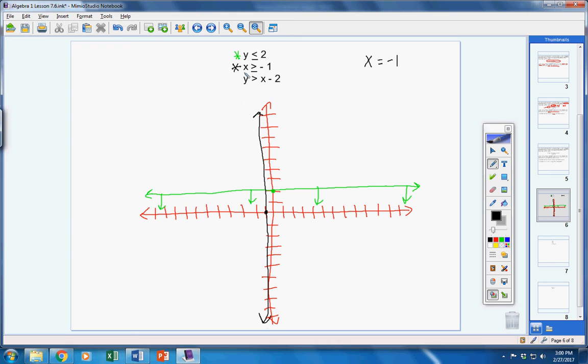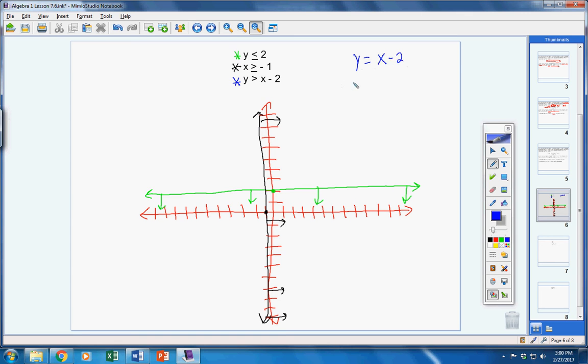Now, it says x is greater than -1, so we would normally shade to the right, but instead of shading to the right, we're just going to put some arrows on here, okay? Now, the last inequality, we're going to do that in blue, and I'm going to go ahead and put an equal sign here just to help us.